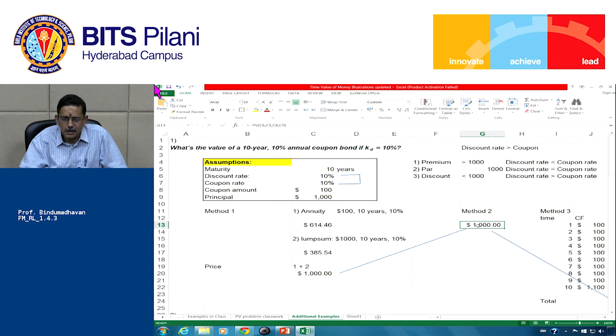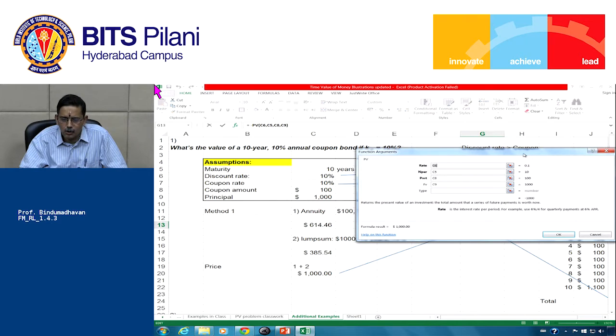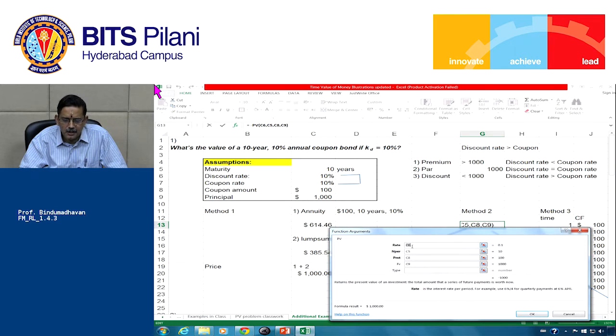Now what is the second method? In Excel, we can combine the lump sum also with the annuity. How do we do that? Well, we enter the rate as before, which is cell C6, which is 10%. Then we enter the number of periods, which is cell C5, equal to 10 years. Then we enter the payment, which is the coupon amount, $100, in cell C8.